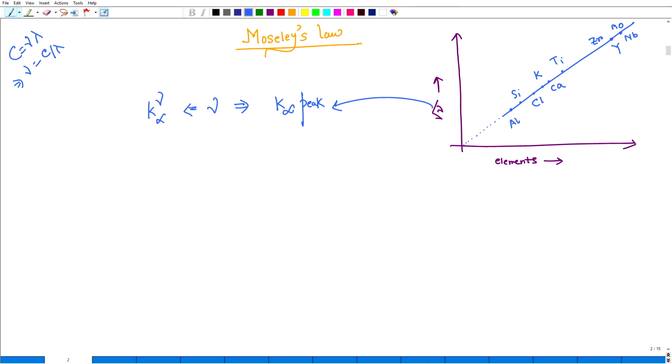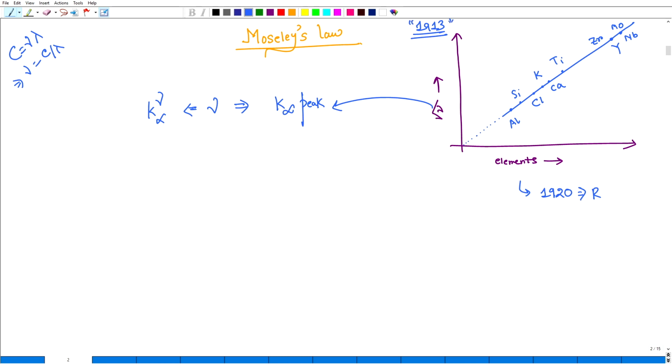So this was the result, and this result was actually analyzed, or we can say explained, by Rutherford in 1920. I think, yes, okay, this result was obtained by Moseley in 1913.